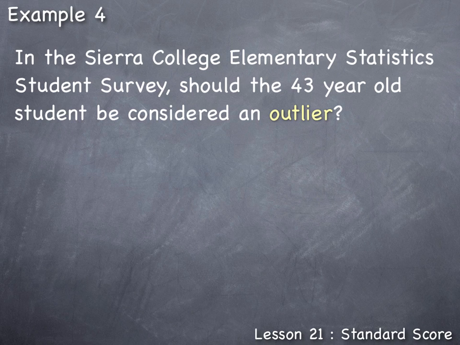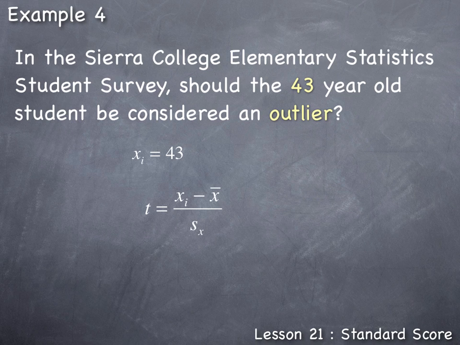43-year-old student. Since the data we have is based off of a sample, we need to use the sample version of the standard score formula, which is given by t equals x sub i minus x bar divided by s sub x, where x sub i is the particular data value we're calculating the standard score for. In this case, we're interested in the 43-year-old student's standard score, so the value for x sub i in this formula will be 43.